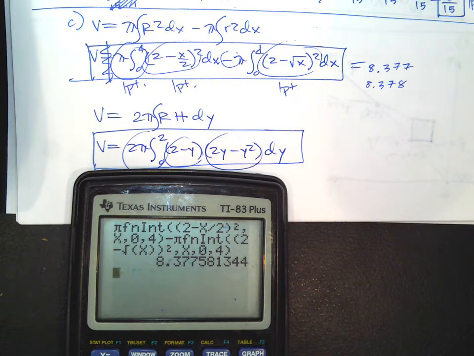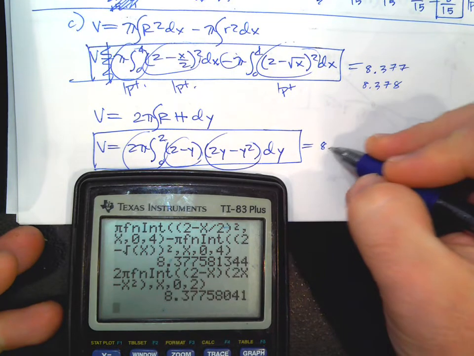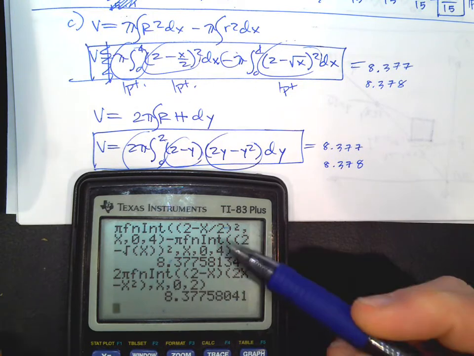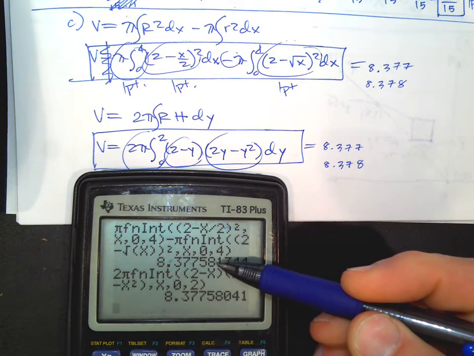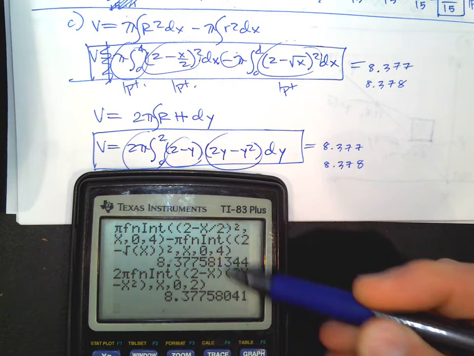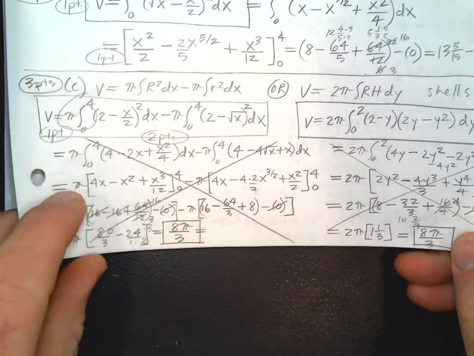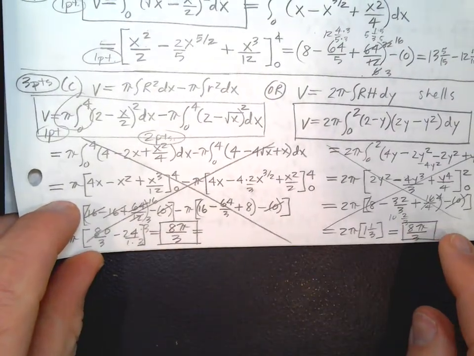So the next one would be 2 pi times the integral of (2 minus x)(2x minus x squared) dx from 0 to 2. Same answer. That's a good sign, right? Now, the answers weren't exactly the same. Right here at the 6th decimal place, they started to diverge from each other. If you did the work, which you could do, you would get 8 pi over 3 for either approach.